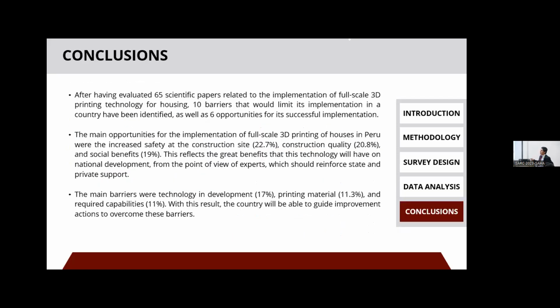And to conclude, after evaluating 65 papers, we got 6 opportunities and 10 barriers. The main opportunities for implementation are safety at the construction site, construction quality, and social benefits, and we can reinforce those opportunities. The main barriers were technology development, printing materials, and required capabilities. With this result, the country will be able to guide improvement actions to overcome these barriers. As I mentioned, this presentation is the first step to implement a new technology.